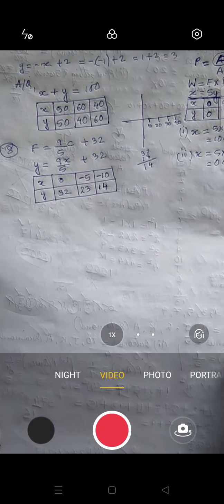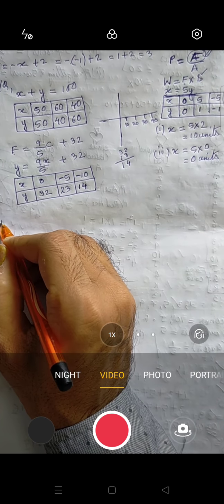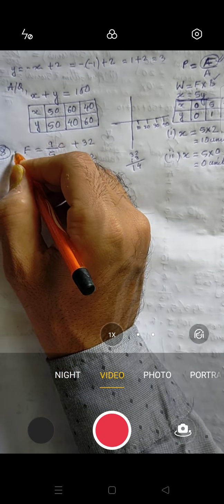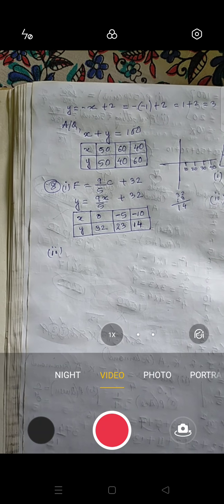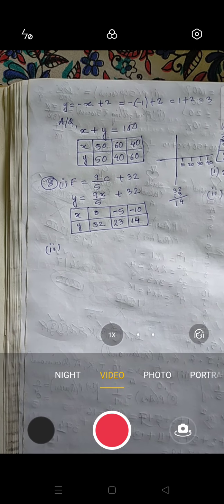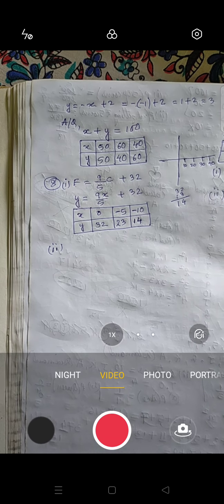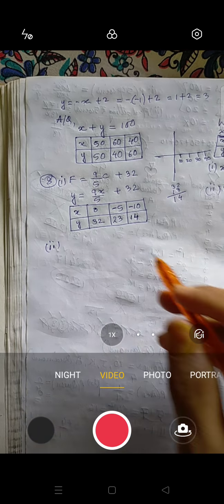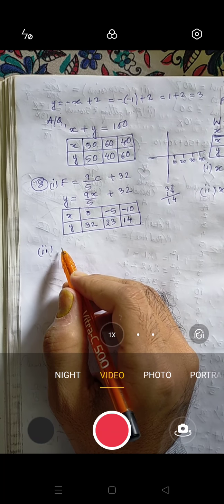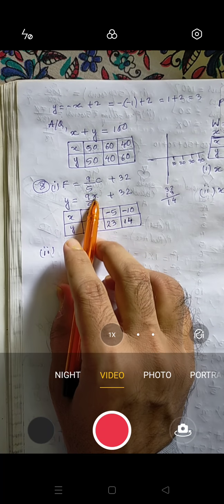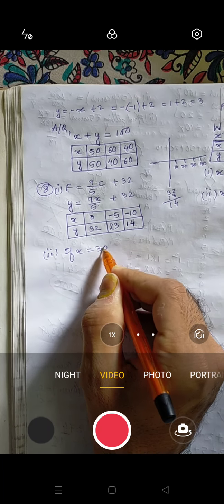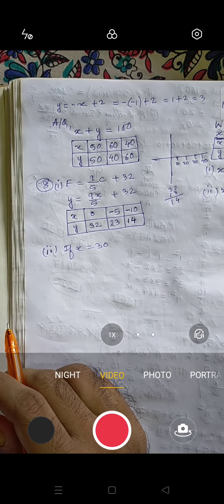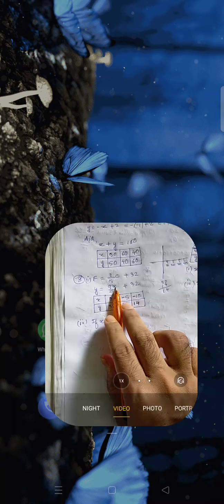Okay, now let's start number 2. This was number 1, question number 8-1. Now let's move to number 2. Ready? If the temperature is 30 degrees Celsius, okay, here it is given 30 degrees Celsius. So Celsius we have taken for x, that means x is equal to 30. We have taken x as Celsius, so x is equal to 30. Is it clear?